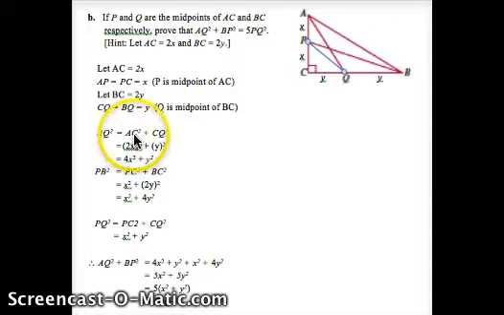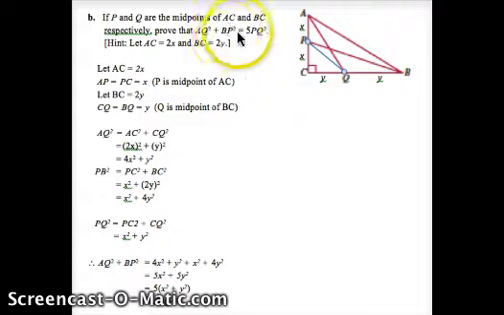Now we know that AC equals 2x because we were told to let AC equal 2x, and CQ is equal to, as we've just set up here, y. So we can expand that. 2x all squared is 4x squared, plus y squared.